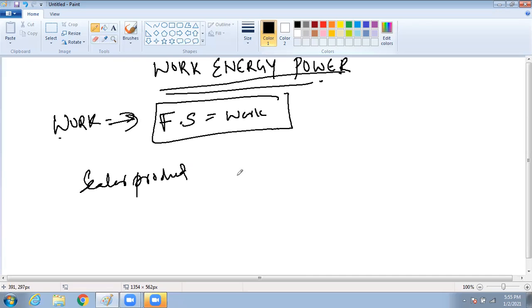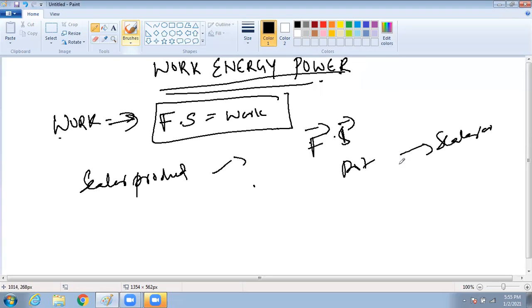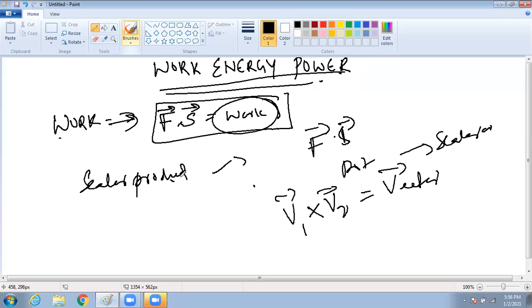It's a scalar product. Why? Remember I taught you that there is a dot product of two vectors. If there is a dot product of two vectors, you will get what? Scalar. Yes or no? For a dot product of two vectors, you will get a scalar. But a cross product of two vectors, you will get a vector. So since F is a vector and S is a vector, the dot product of two vectors will always give a scalar. That's why work is a scalar quantity.